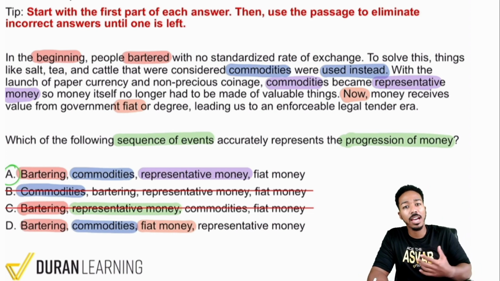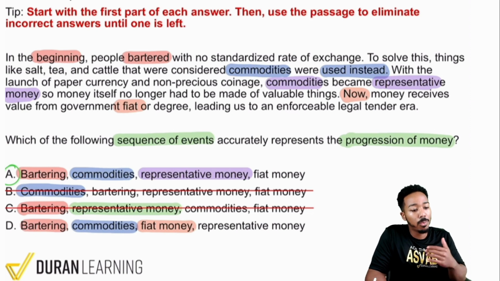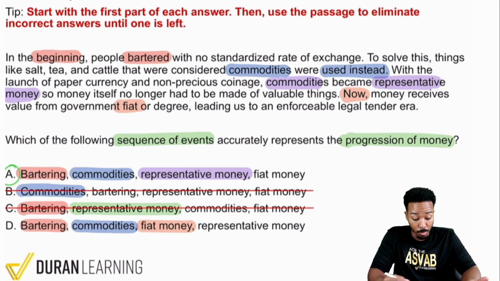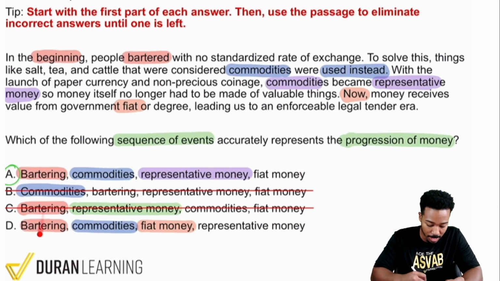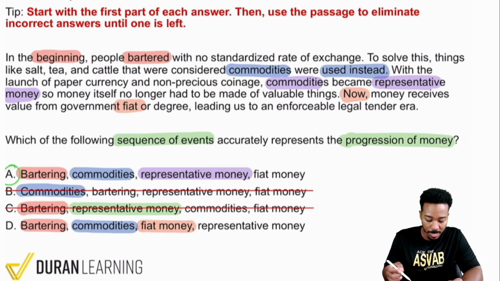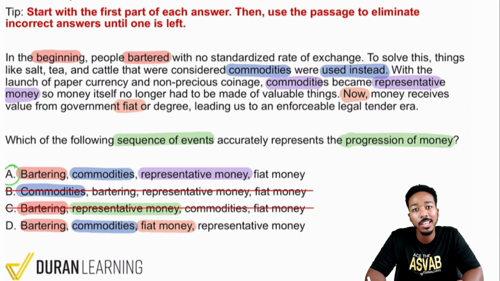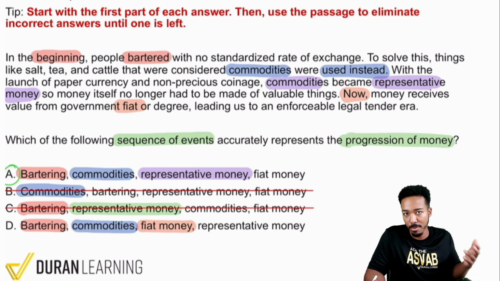Obviously, I went through it step by step. But what you can expect as you make progress is, the moment I see sequence of events, go to the answer choices. What do they all start with? Which one is actually proved in the passage? Eliminate the ones that don't follow that and keep working it, keep working it, keep working it. You can get this done within 30 to 45 seconds after enough practice.